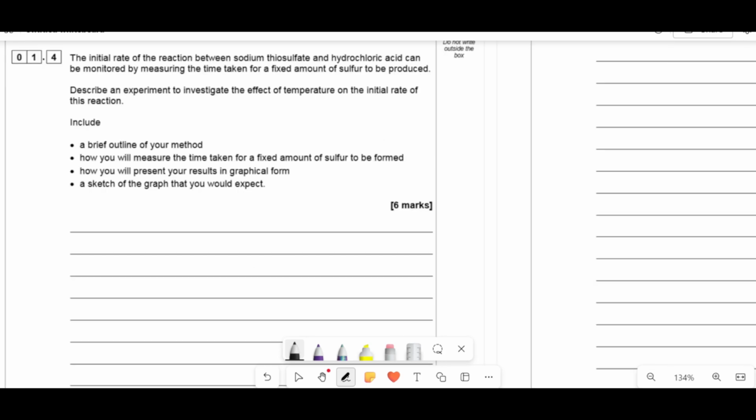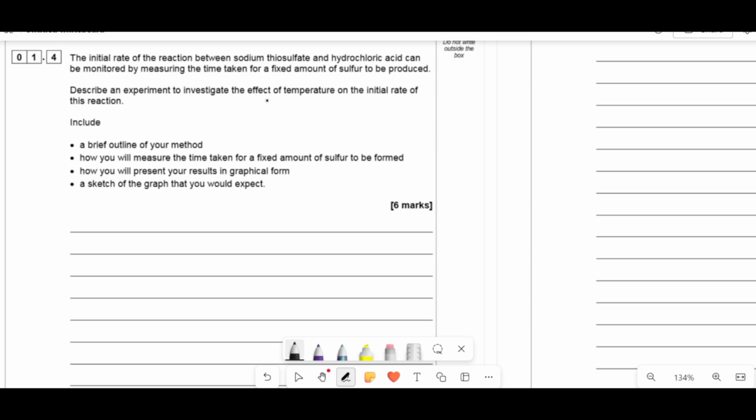There you go. So the initial rate of reaction between sodium thiosulfate and hydrochloric acid could be monitored by measuring the time taken for a fixed amount of sulfur to be produced. Describe an experiment to investigate the effect of temperature on the initial rate of this reaction. Include a brief outline of your method, how you'll measure the time taken for a fixed amount of sulfur to be formed, how you will present your results in a graphical form, and then sketch a graph of what you would expect.